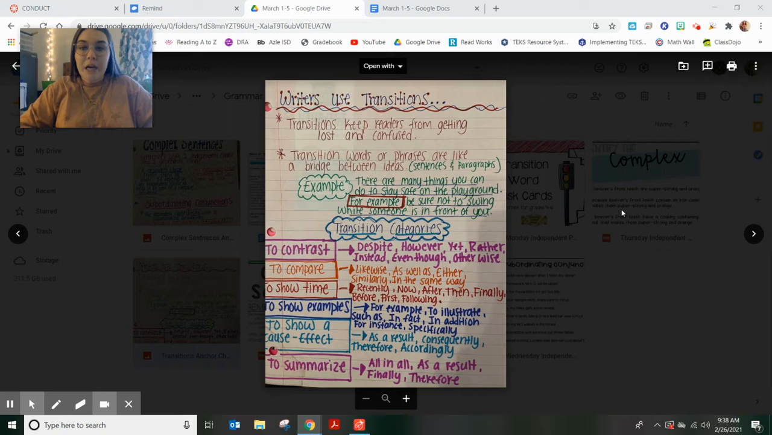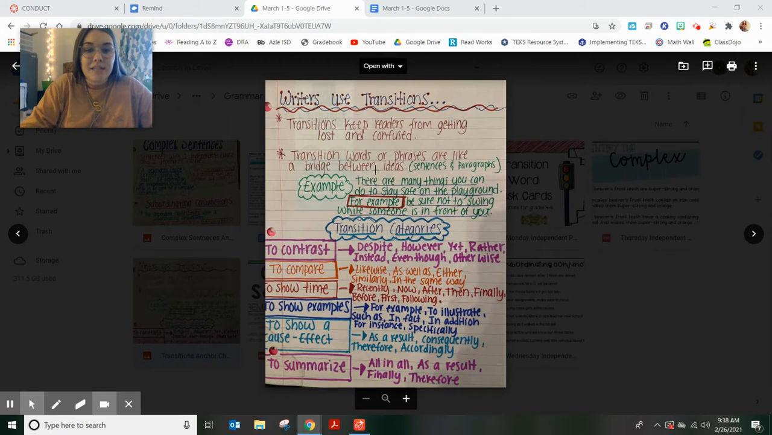We are going to be talking about transition words today and tomorrow. So let's go ahead and talk about what transition words are. Transition words keep writers from getting lost and confused. They are typically words or phrases that are like a bridge between our ideas, between our sentences and our paragraphs.